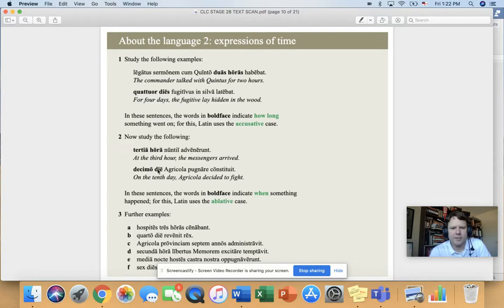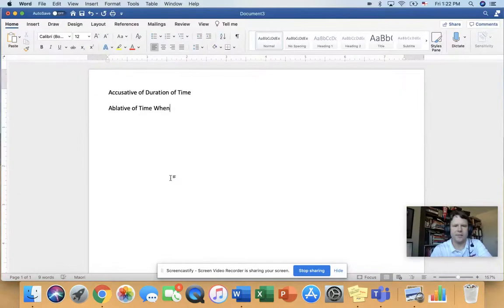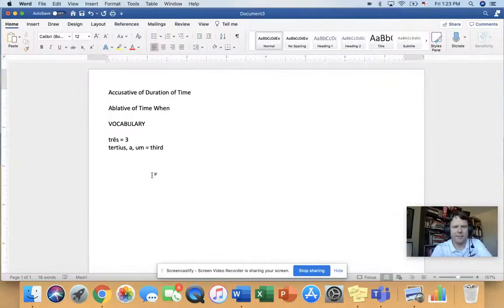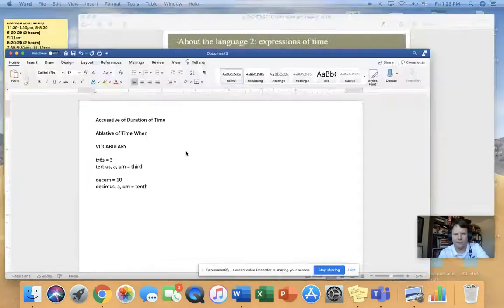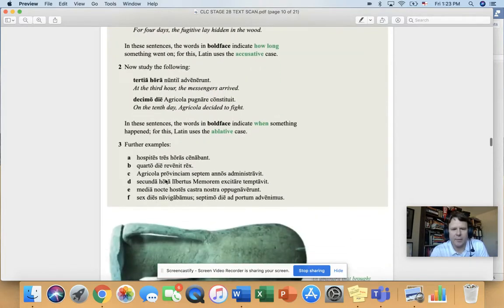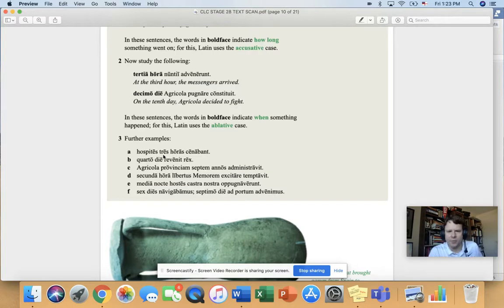Now, look at these two examples. We've got tertia ora. Now look, these are in the ablative. Notice tertia is different than tres. Let's deal with some vocabulary here. Tres equals 3. Tertius equals third. Again, the difficulty here, or the mastery here, is just the vocabulary. Knowing that tertia means third, ora is hour, and we put it in the ablative, it means at the third hour. Decimo. Remember, this isn't 10. Decem is 10. Decimus is 10th. So decimo die, again in the ablative, on the 10th day. So it really is just vocabulary here.